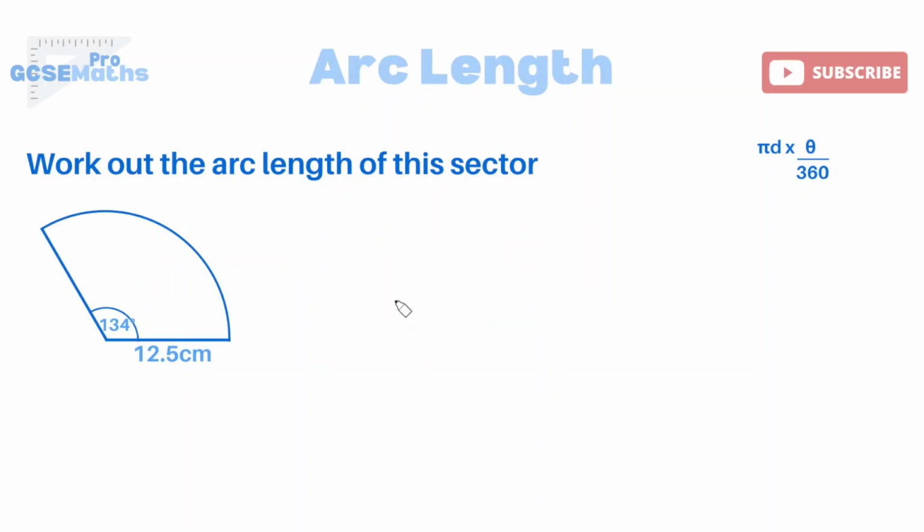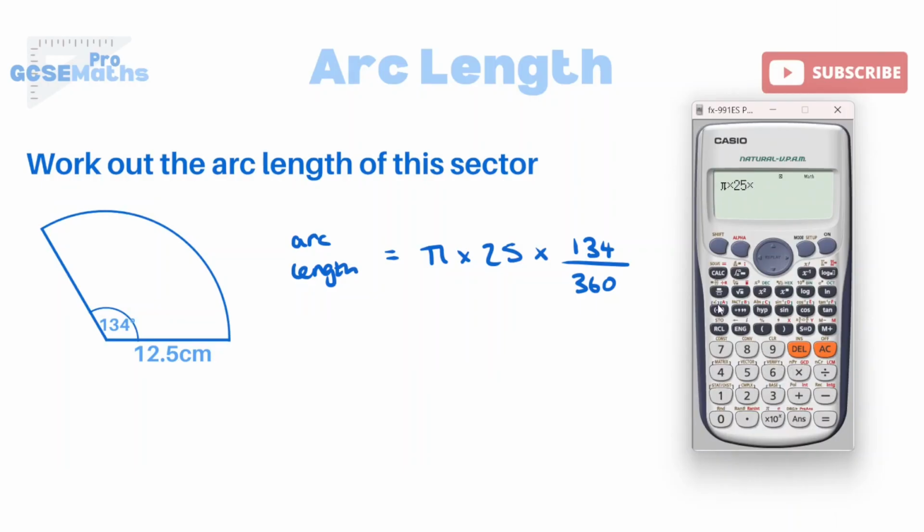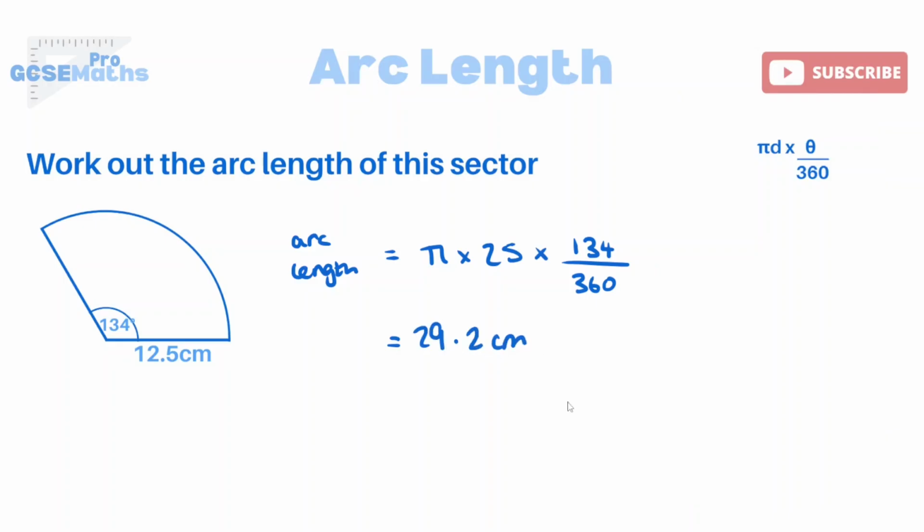Okay, so have a go at this next one if you already feel like you're happy to do so with this formula that we've been given. Work out the arc length of this sector, so we've got arc length equals pi times the diameter. Now the diameter is 2 times the radius, so I know that's 25. Times by the angle, 134, over 360. And again, I just then put it in my calculator. So pi times 25 times 134 over 360, which gives me 29.2 to 1 decimal place. It's as simple as that. As long as you've got the formula, it's just a bit of substitution really, isn't it?